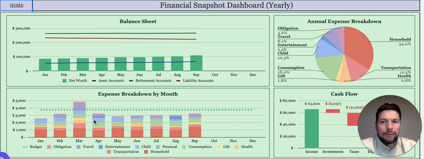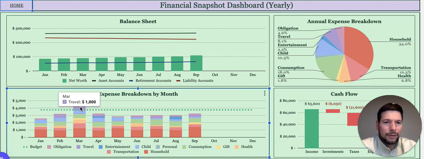So here we can see we met it every month except in March, where we actually went over. And then you can just hover over these pretty easily to see what was different about March than all these other months. Where was I spending a lot of money? You can see here the purple category, which is travel. Maybe I went on vacation in March, so that's why I went over in March, which is understandable.